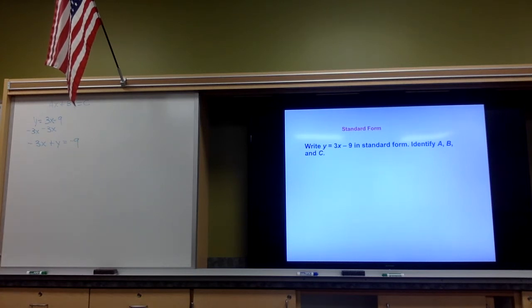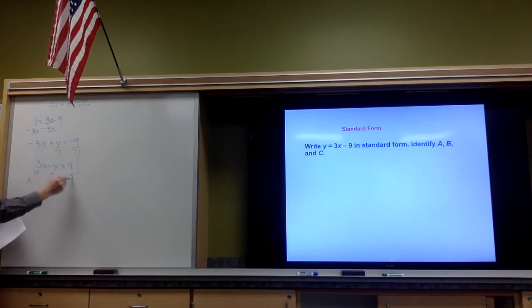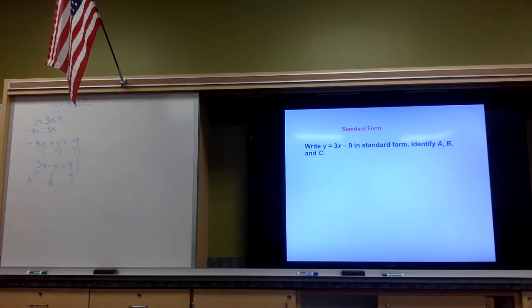Now going back to the definition, I'm not allowed to have this guy be negative. It needs to be positive. So I'm going to divide everything by negative 1 to change this guy. So 3x minus y equals 9. That's it. That's my final answer. So this is written in standard form now. My a value is 3, my b value is negative 1, and my c value is 9. Now, question. Is this the same as this? It is.